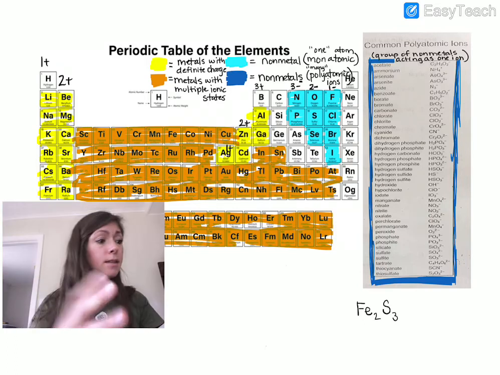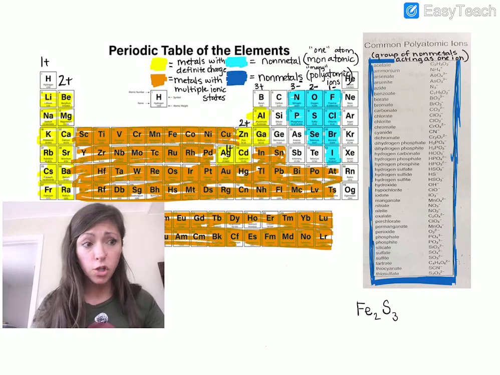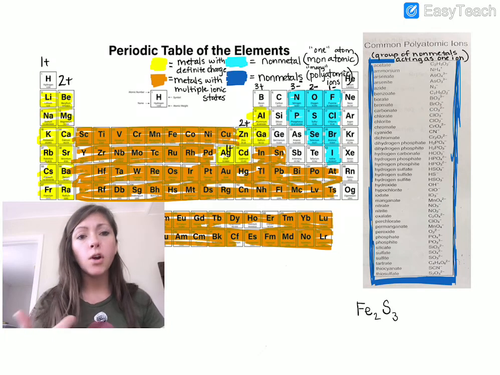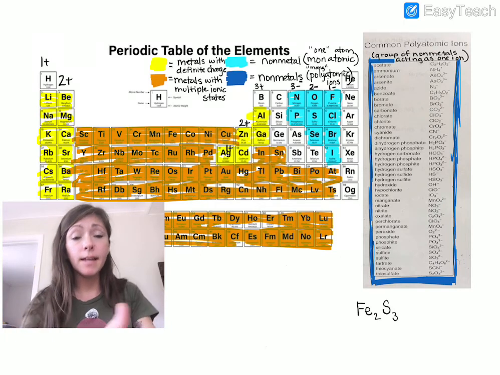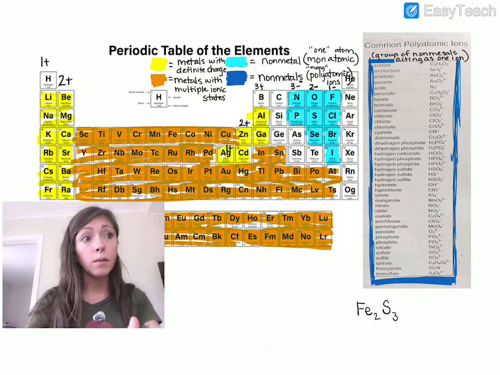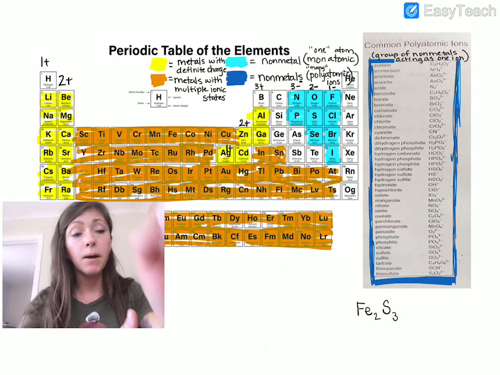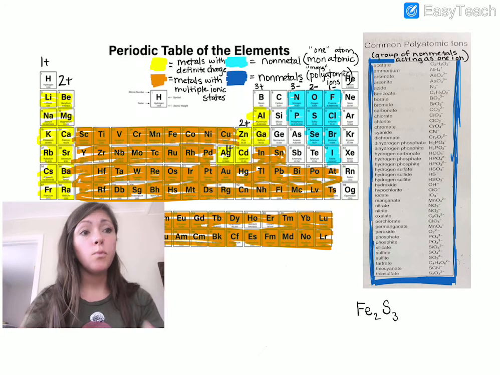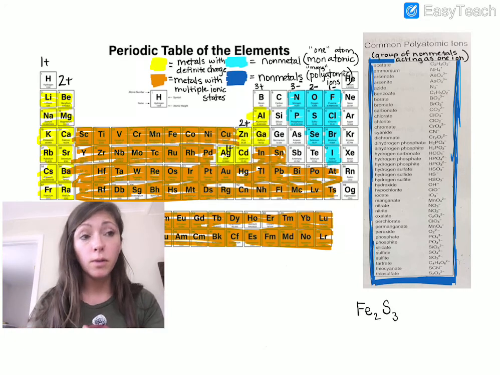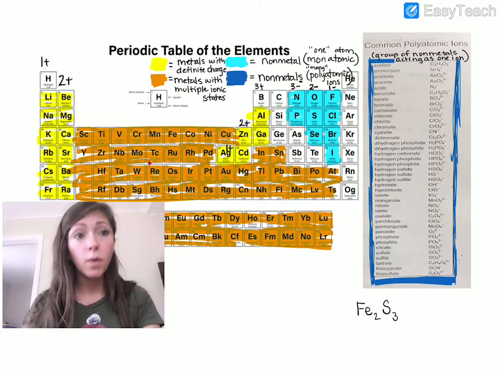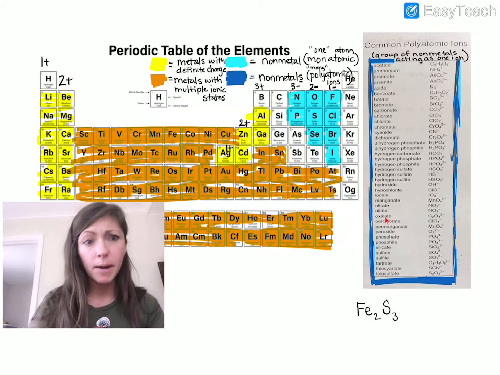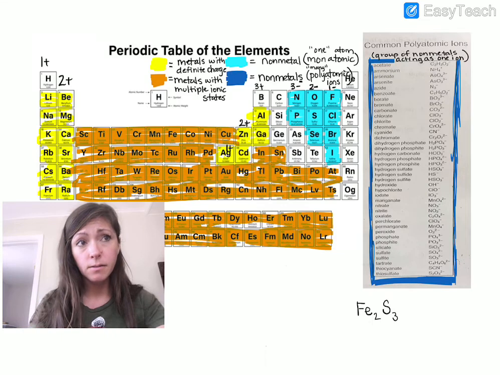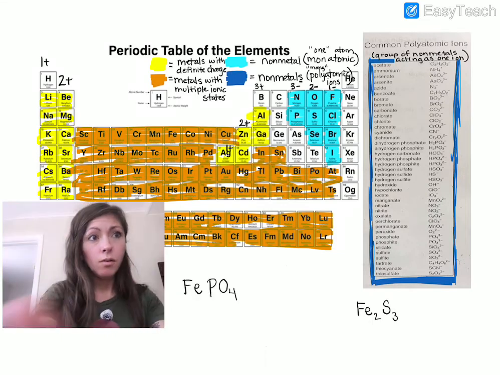All right, so let's say that the formula is Fe2S3. Now let's take iron and combine it with one of these, so you've got one of the metals with multiple ionic states with just a typical nonmetal, sulfur. And now we're going to take one of the metals with the multiple ionic states and pair it up with one of the polyatomic ions.